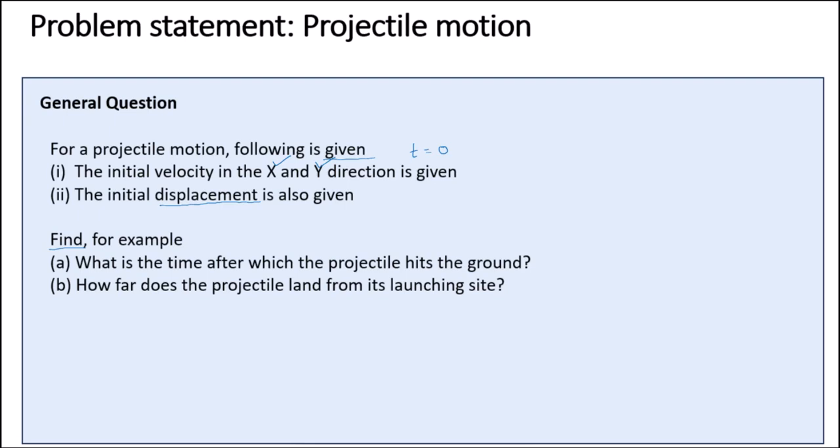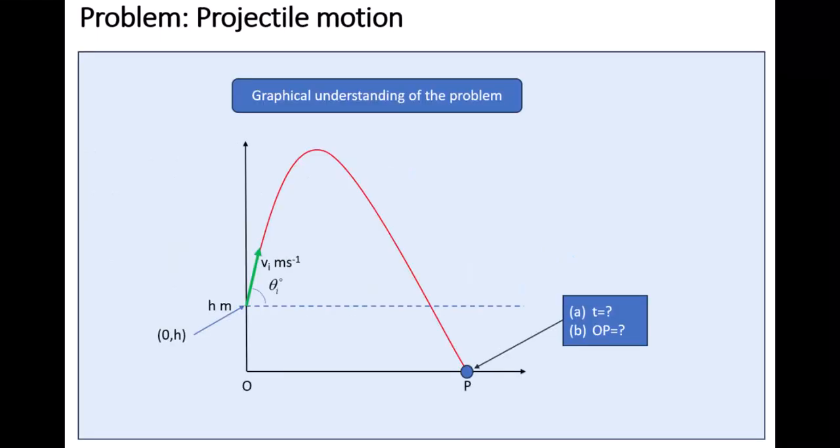And eventually, what we are required to find is typically, for example, the time after which the projectile hits the ground. So we have to find the time at which the projectile will hit the ground. And there could also be a question like how far does the projectile land from its launching site, which means we have to find out the horizontal distance it covers when it falls away from the launching site. So let's see how it looks on the graph.